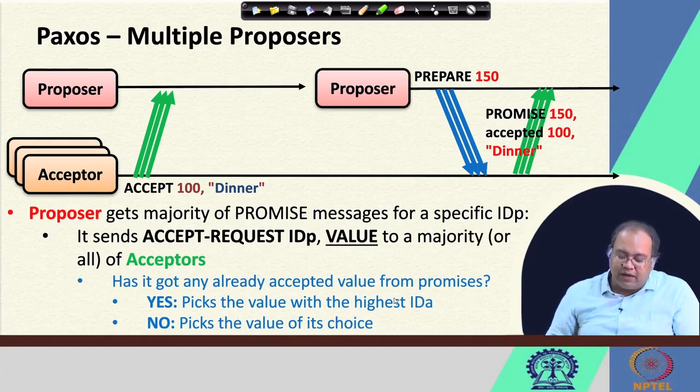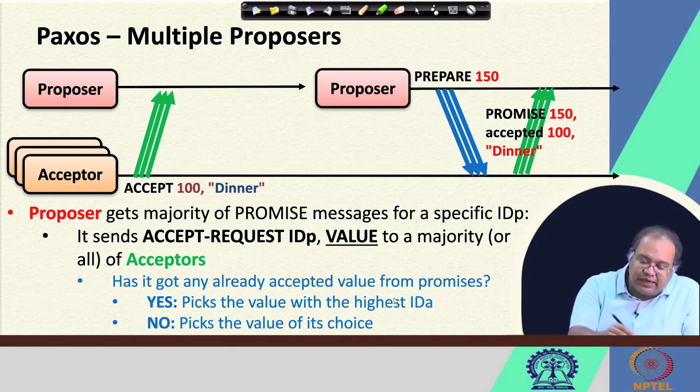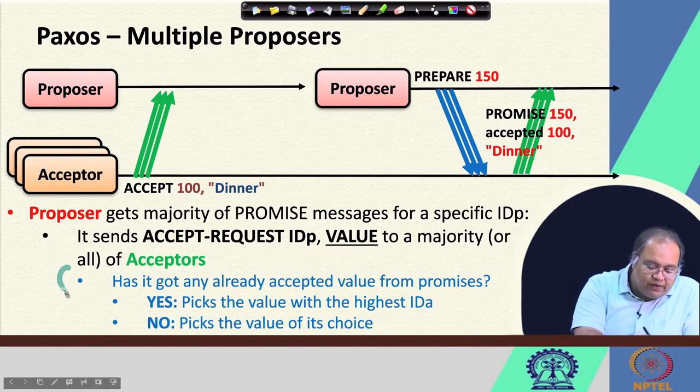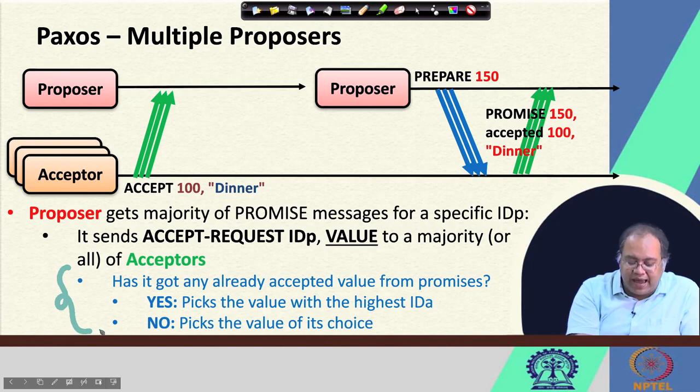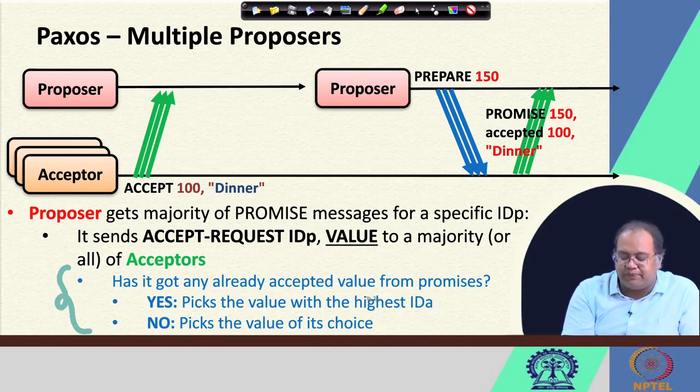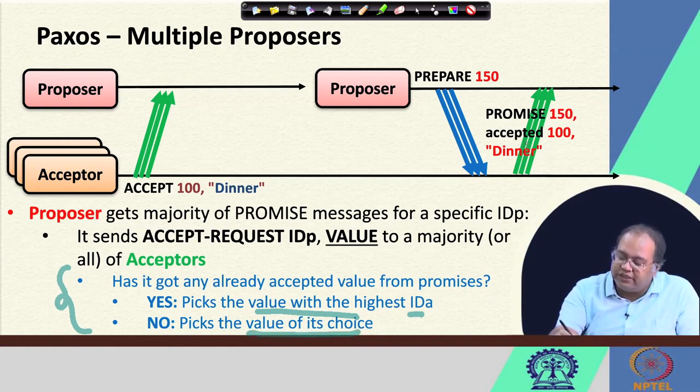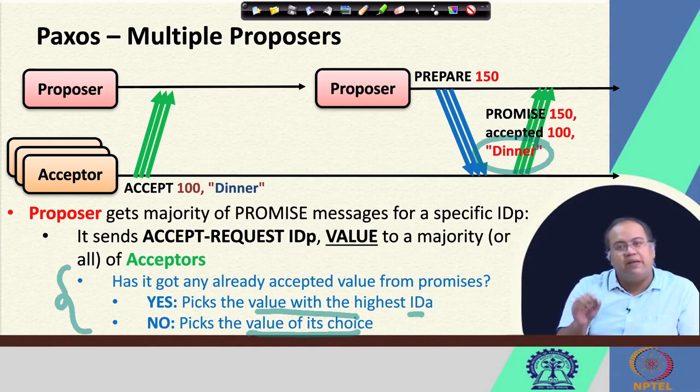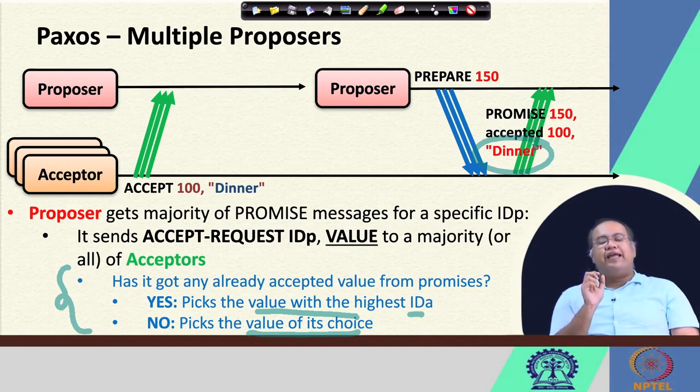And what the proposer is going to do here, this is the new addition: the proposer checks whether it got any already accepted value from the promises. If yes, you pick that value with the highest ID; if no, you pick the value of your choice. So, if the promise message contains a value, you pick up that value. If the promise message does not contain any value, then you go with your own proposal, your value.